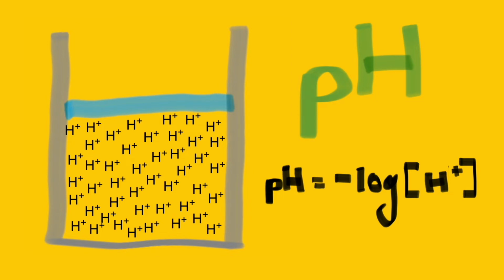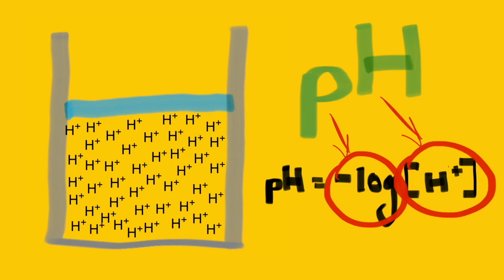Simply put, pH is equal to the minus log of the concentration of protons. Therefore, pH is a simple calculation where you get the negative log of the concentration of protons in a solution. P is used to represent minus log, and H plus within square brackets is used to represent the concentration of protons, or again, proton meaning a hydrogen ion.